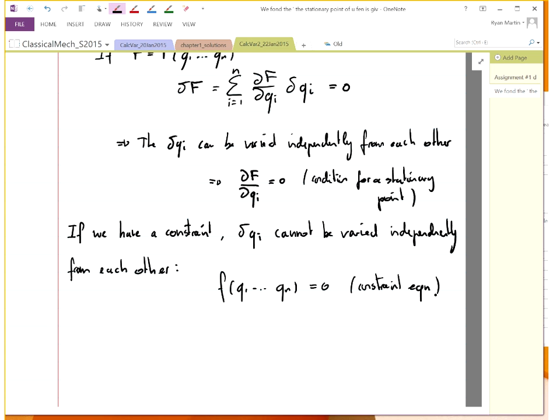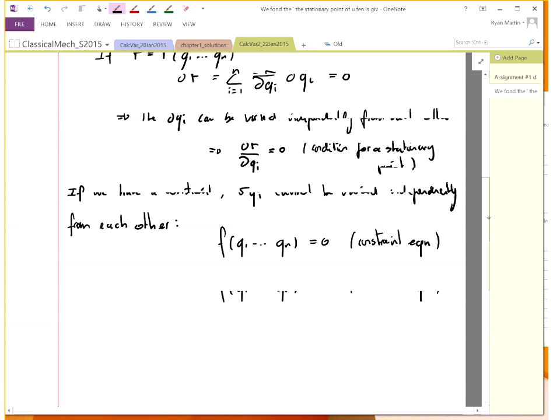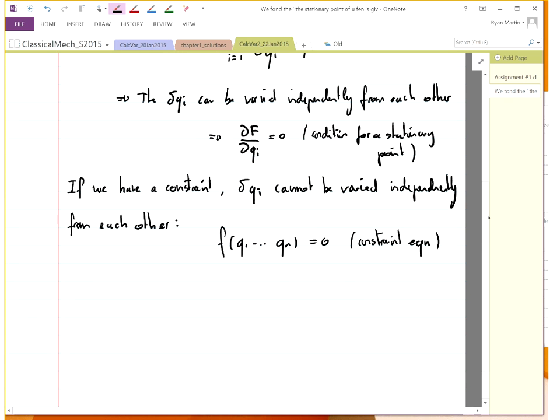Now that you have this additional constraint equation, so an equation that relates the q to each other, you can always write one of the q's as a function of the other q's. And so the delta of that q depends on all the other delta q's. And so you can't just vary them independently. So that means that the individual terms in the sum cannot all be 0. And so if that's the case, we can use a method that's been introduced by Lagrange called the Lagrange multiplier.